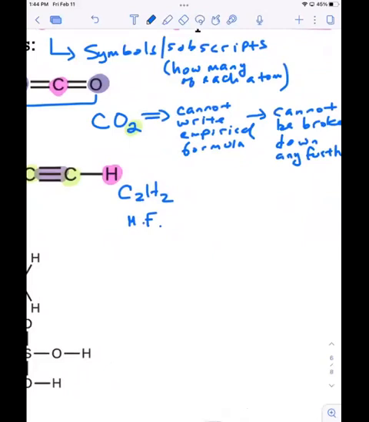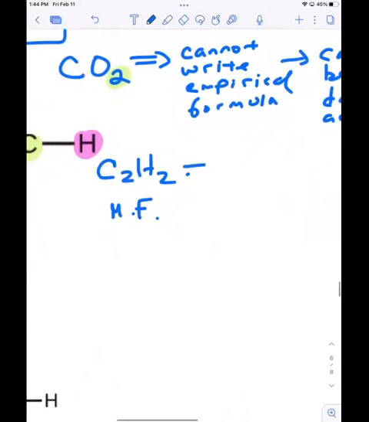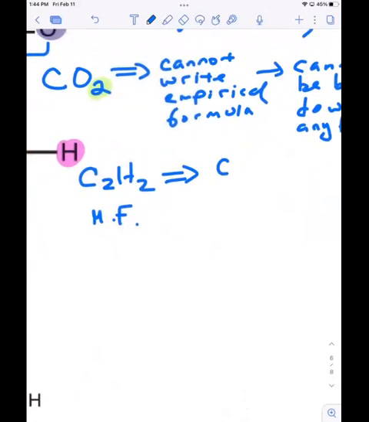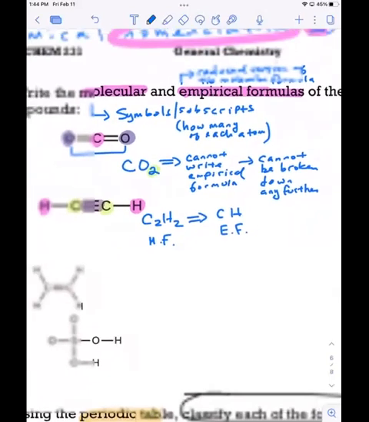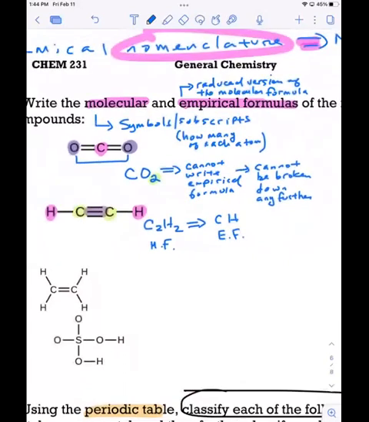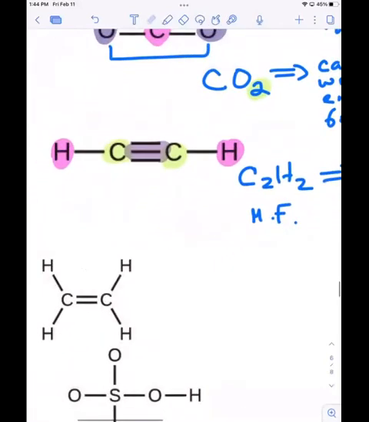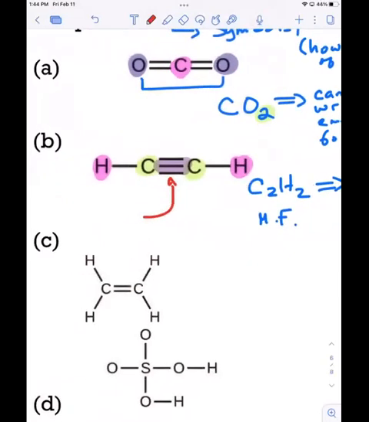The empirical formula is the reduced version of the molecular formula. So both of these are 2s, and I can divide everything by 2 and end up with CH, which is the empirical formula. It's down to the lowest common denominator. So it's just CH. All right. This compound itself, what kind of bond is this? Anybody remember when we talked about this? It was a while back, a couple of weeks ago.